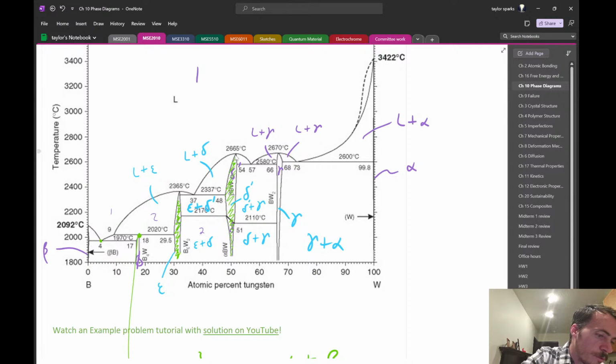This one says, could you review strengthening mechanisms and alloys versus pure metals and how alloys might affect? We did that one, so I'll be posting this. You can go back. That was one of the first questions that we had.